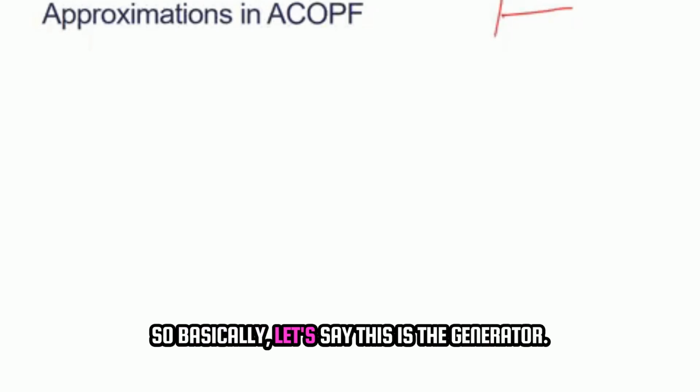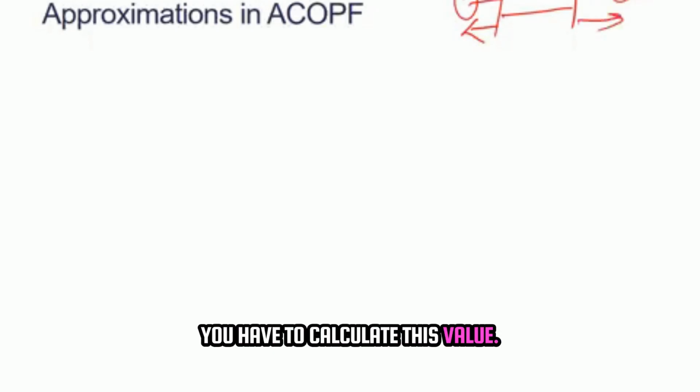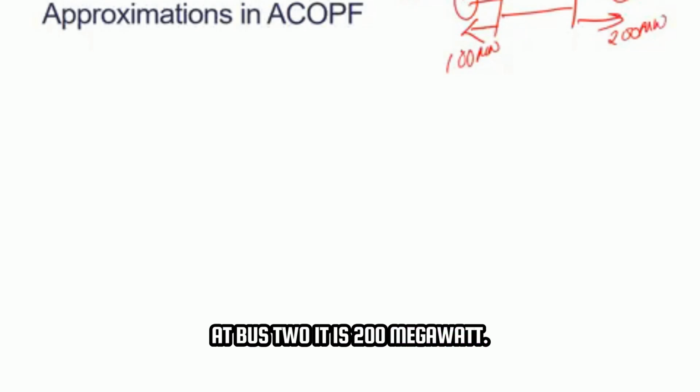So basically, let's say this is the generator. You have to calculate this value. Let's assume that the generator can generate at 10 rupees per megawatt. It's a superficial case. The second generator can generate 20 rupees per megawatt. Now I'm giving you the load value. Let's say the load value is 100 megawatt at bus 1. At bus 2 it is 200 megawatt.